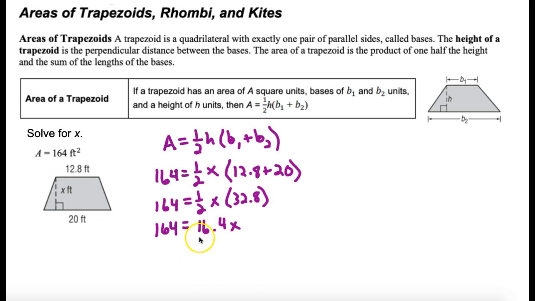And now all I need to do to get x by itself is divide both sides by 16.4. And 164 divided by 16.4 is going to be exactly 10. So my answer here, the height, is 10 feet. Now, to do a problem like this, we're using our area formula and just plugging in the information that we know and then solving for the one unknown. Okay? Let's try another one like that.